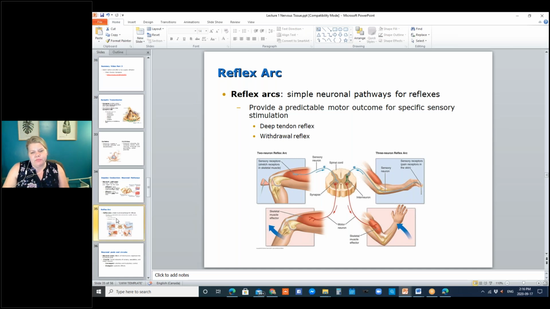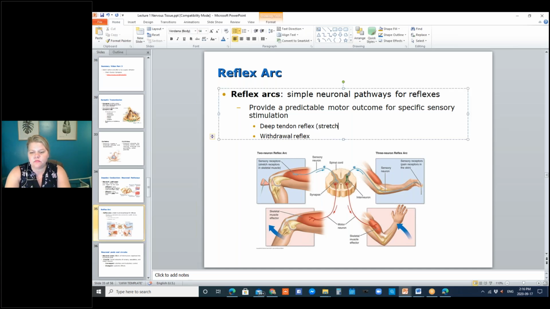So reflex arcs are very simple, and that's all you'll have to be able to answer questions about on a test. They provide a predictable motor outcome for a specific sensory stimulation. And the two classic examples are the deep tendon reflex, or a stretch reflex, and a withdrawal reflex. Deep tendon reflex is where the examiner will briskly tap the tendon of the quadriceps and give a very predictable knee extension response.